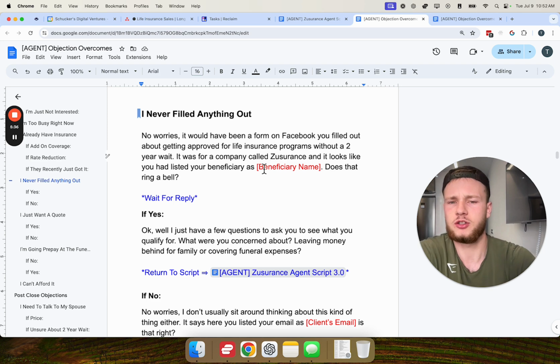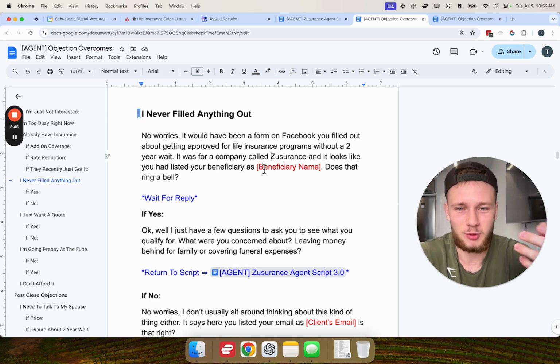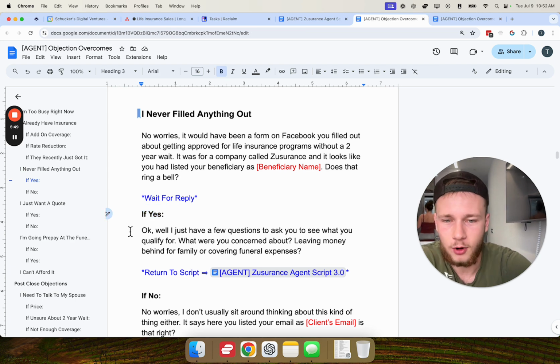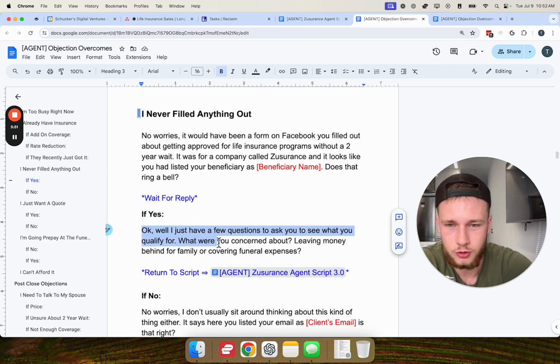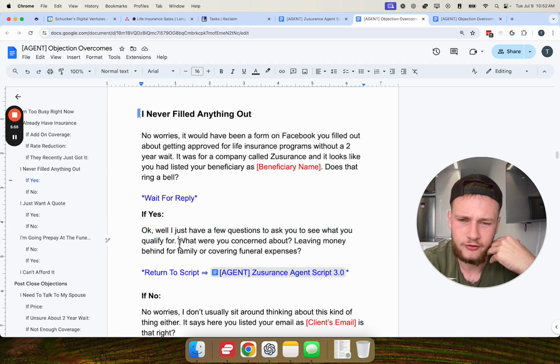So it's going to be like their wife's name or their kid's name or whatever. Looks like you had listed your beneficiary out as Darlene Smithers. Does that ring a bell? Right? And you literally just said the name of their family member. Of course it rings a bell. And then if yes, that rings a bell. Okay, yeah, well, I mean, I just have to ask you a couple questions to see what you'd qualify for. I guess, what were you more concerned about? Was it leaving money behind for family or just covering funeral expenses?